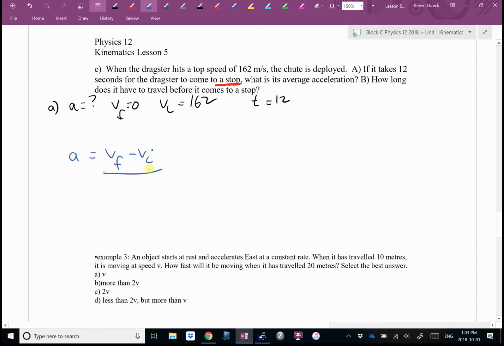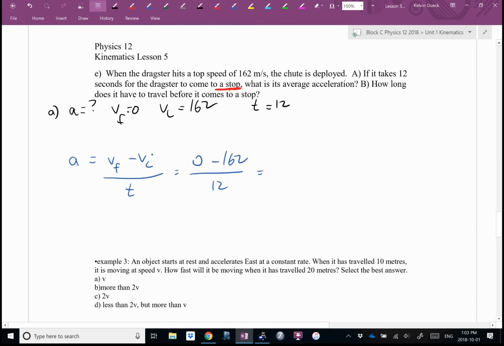Now, technically, you could argue, hey, Mr. Dueck, that VF is 0, but I often find students like to leave it there just to remind themselves that it's negative VI. I often find if kids cancel it out, they forget the negative, so I'll put it in there. It's going to be 0 minus 162 divided by 12. Trev, am I going to get a positive answer or a negative answer? Which is good. Why should I get a negative answer? Because I'm slowing down. That is a negative acceleration. So at first I was worried, but actually no, that confirms I probably set this up correctly.